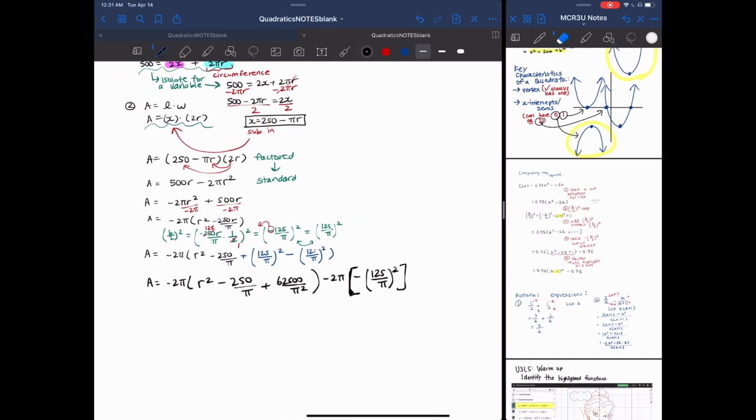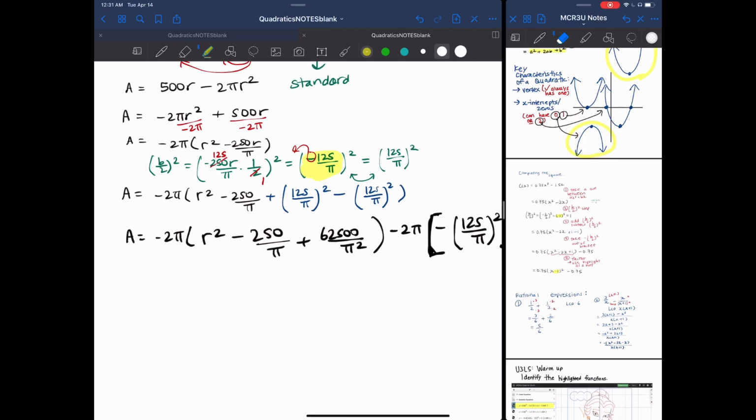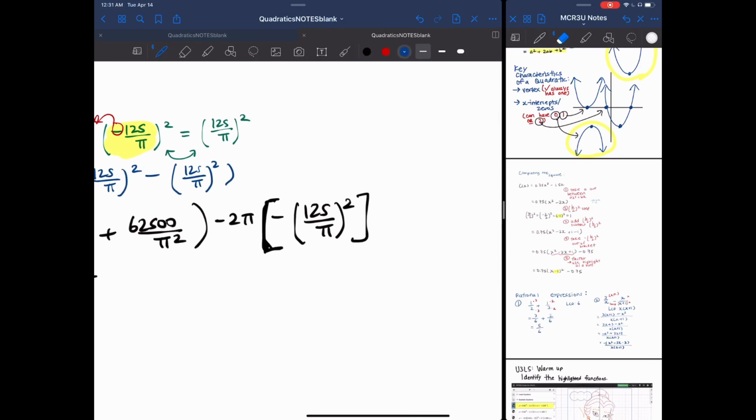All right. Okay, so remember from some simpler completing the square that this is going to be what my factor is. So double checking, yes, negative 125 over pi squared is going to be that, and it is going to add to this. And so I've done the double check. So a equals negative 2 pi bracket r minus 125 over pi close bracket squared. And then we need to simplify this. Okay, I'm going to simplify that on the side.